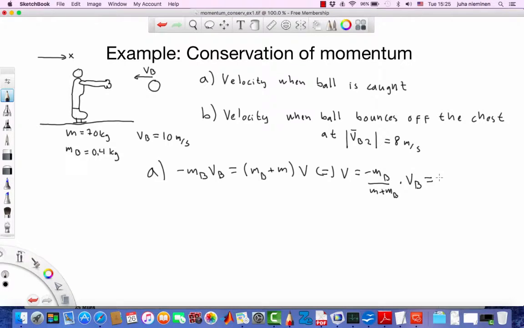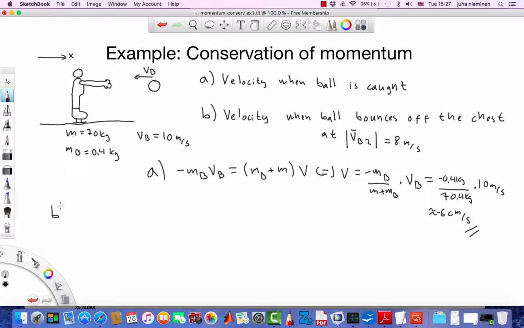The mass of the ball is 0.4 kg. The total mass of the two is 70.4 kg. Initial velocity is 10 meters per second. For this one we get about 6 centimeters per second, and that is negative. This means that the ball and the person move to the left, which of course makes sense.